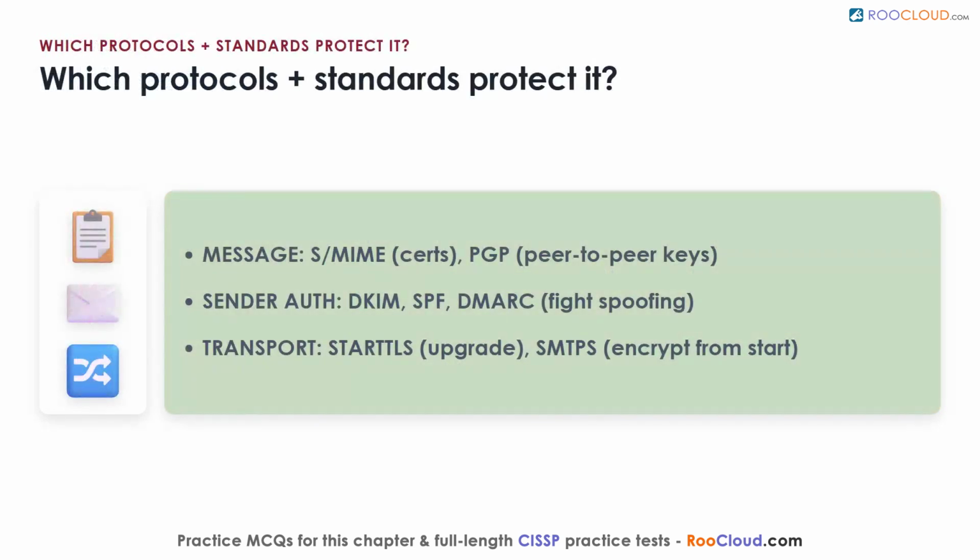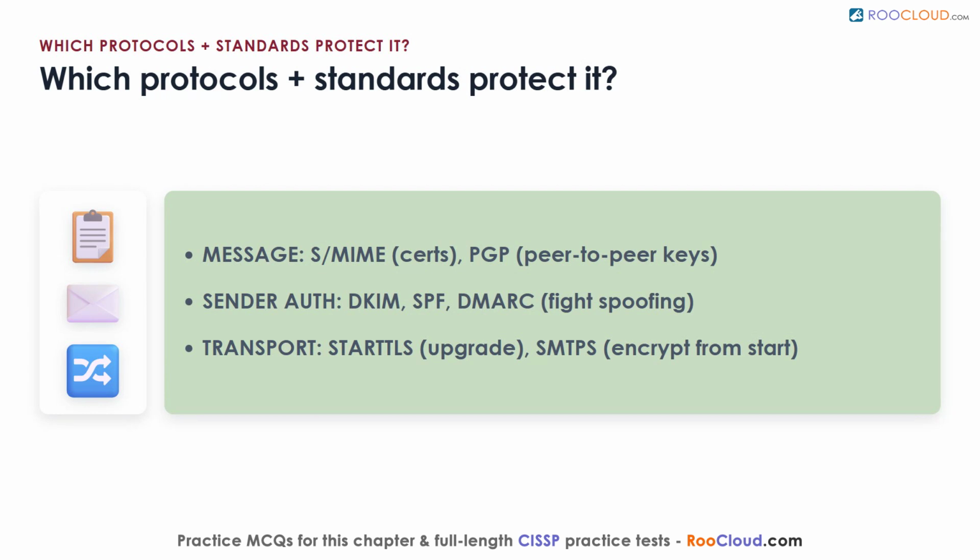Which protocols and standards add protection? Think of two groups. First, message level protection. Secure MIME uses digital certificates and public key encryption to sign and encrypt messages, giving you integrity, authentication, non-repudiation, and confidentiality. Pretty Good Privacy is a peer-to-peer public and private key system that has become a de facto standard for encrypting mail.